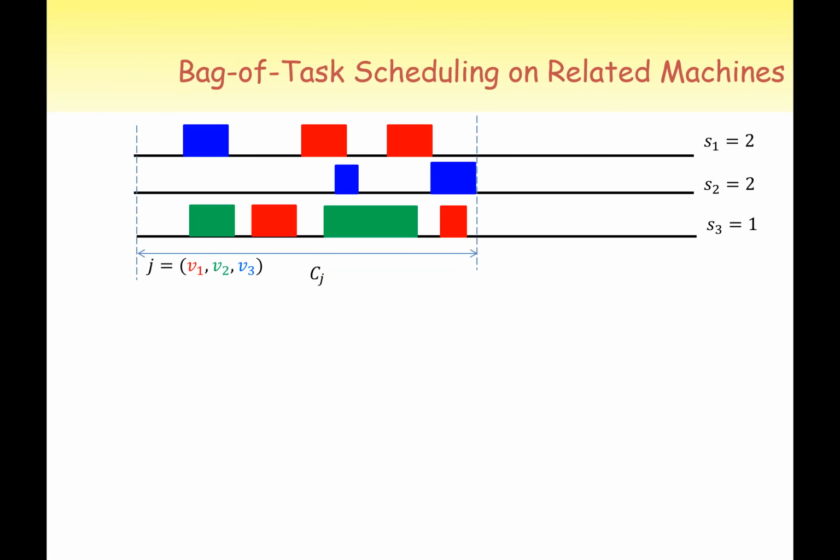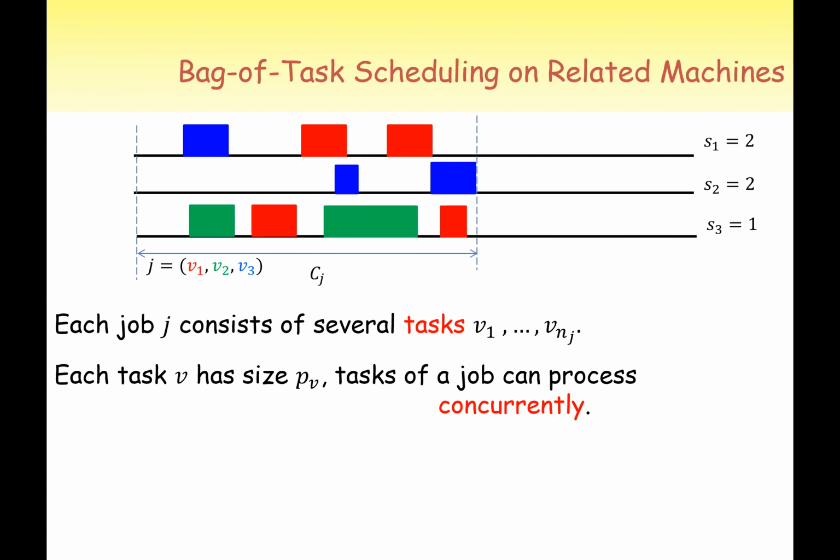Our interest is mainly in a related problem, which we call bag of tasks scheduling. The setting here is that each job, instead of being just one job, consists of several tasks. In this picture, for example, the job J consists of three tasks, v1, v2, v3. Again, the same scenario applies to each of the tasks. Each task has a size, which could be different for different tasks of the same job. The weight of the job, of course, is associated with the job J only.